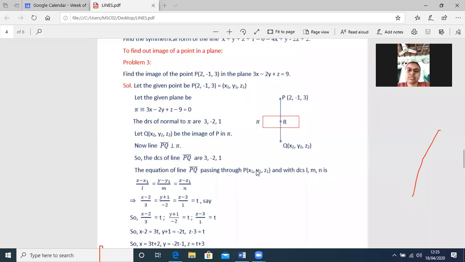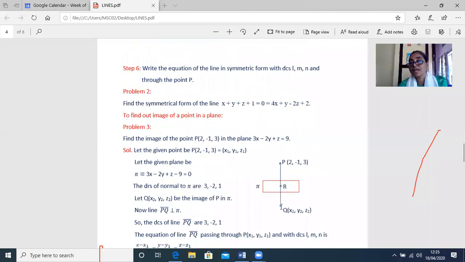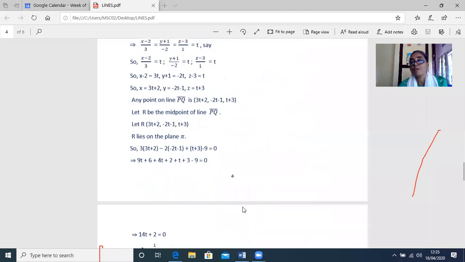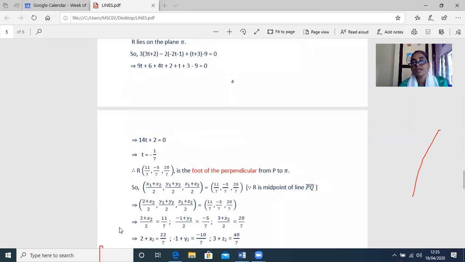Now, here R is the midpoint of the line PQ. You write the midpoint formula here, midpoint of the line PQ: x1 plus x2 by 2, y1 plus y2 by 2, z1 plus z2 by 2. So the midpoint of the line PQ is nothing but R. So equating the corresponding coordinates, 2 plus x2 by 2 is 11 by 7, y1 plus y2 by 2 is equal to minus 5 by 7.